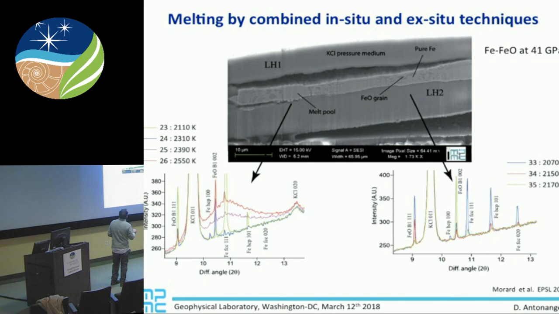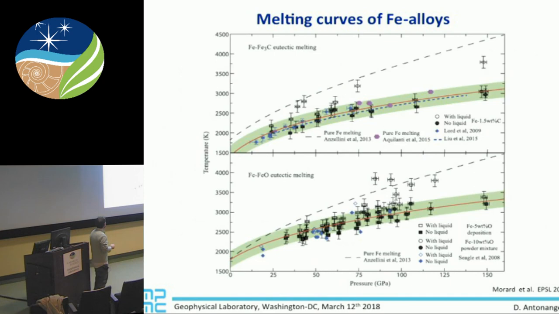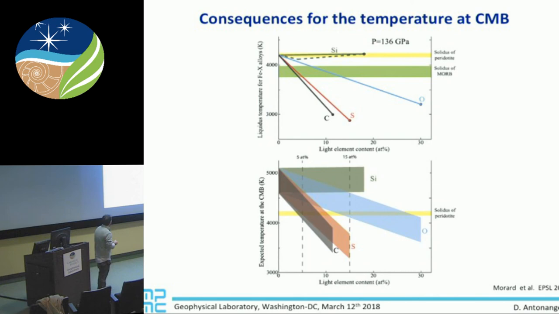And then we recover the sample, cut it with FIB, and look at it ex situ with microscopy, and in this case our diagnostic is based on textural analysis. Where we didn't observe any diffuse scattering, I hope you can see the sample, in the case of Fe-FeO alloys, it still has the same coarse grain as the starting material, while after melting we see a nice round melt pool. So we confirm the in situ and ex situ diagnostics, and we went through a whole series of alloys. Typically we collect data up to 150 GPa or so. These are measurements we collect together with literature data for the Fe-Si system in green, the Fe-FeS eutectic in red, and recently for Fe-Fe3C and Fe-FeO.